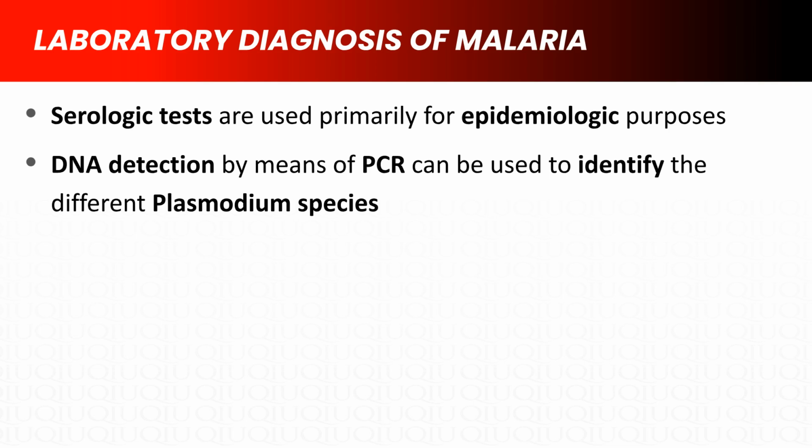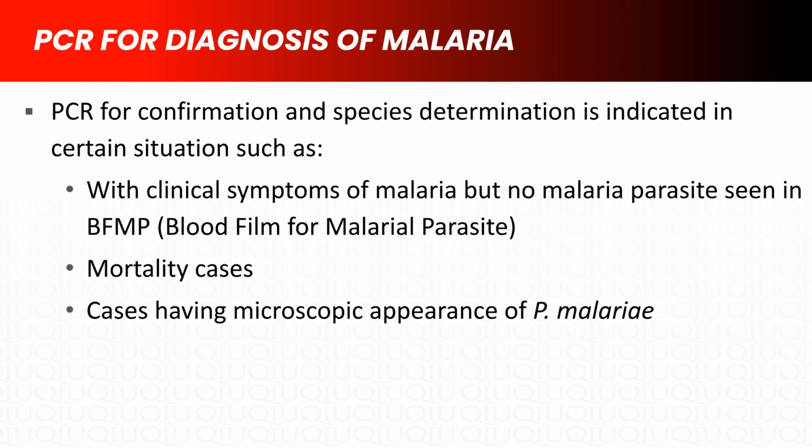PCR can detect parasitemias as low as 1 to 5 parasites per microliter, far below the microscopy threshold of 50 to 100 parasites per microliter. PCR is especially useful for confirming species in mixed infections, identifying drug-resistant strains, and in research settings. PCR for confirmation and species determination is indicated in specific situations.